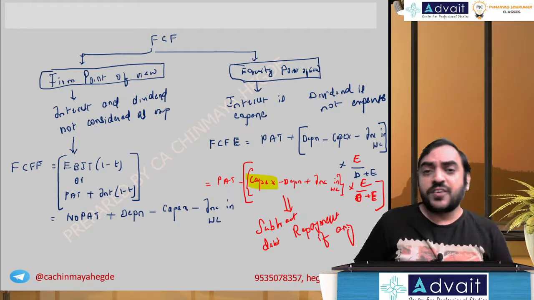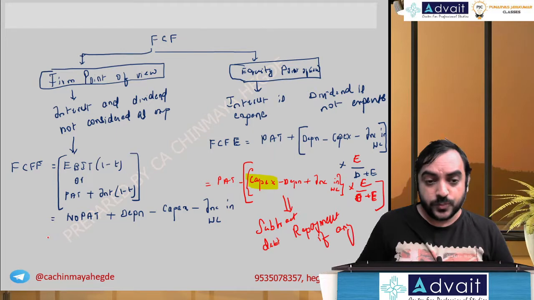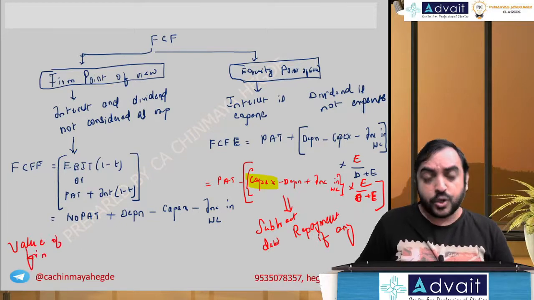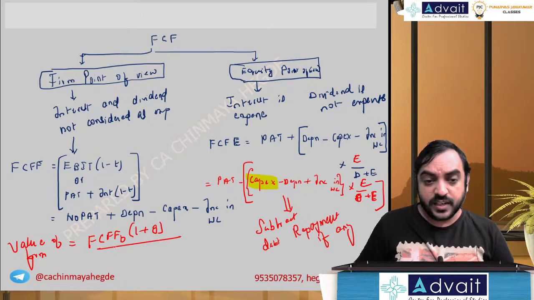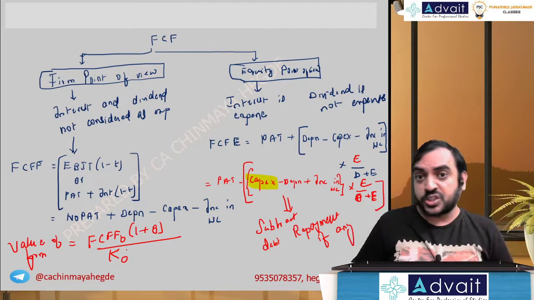Okay, so once you have FCFF, once you have FCFE, you can compute the value. What is the value? With FCFF, we compute value of firm. I'm using cash flow of firm. So value of firm is given by FCFF 0, that is base year, into 1 plus G divided by KO or WACC, not KE, because this is firm point of view. So we take overall cost of capital KO minus G.